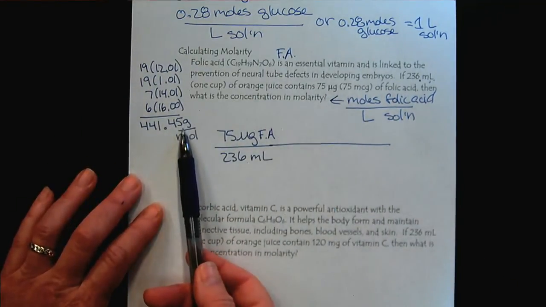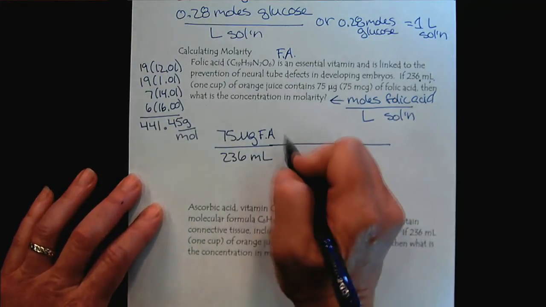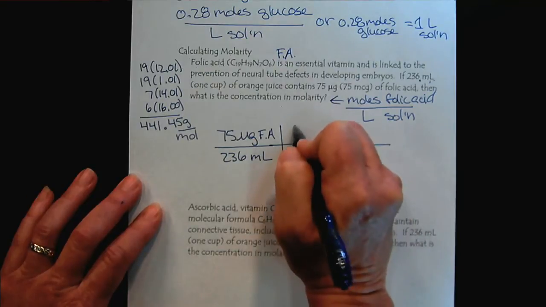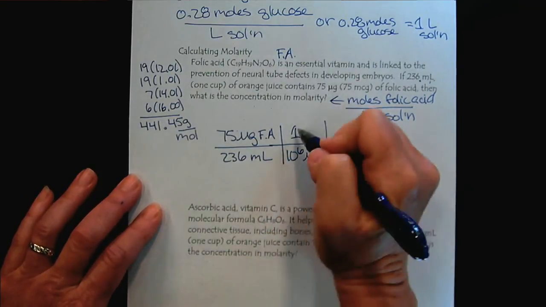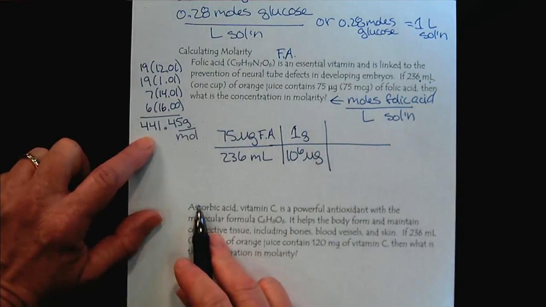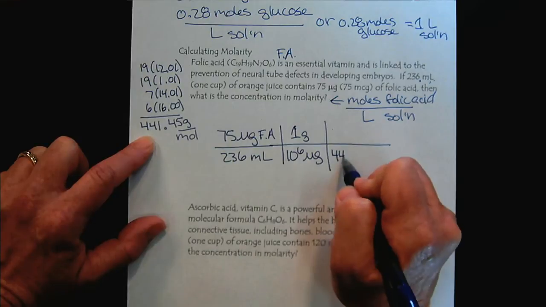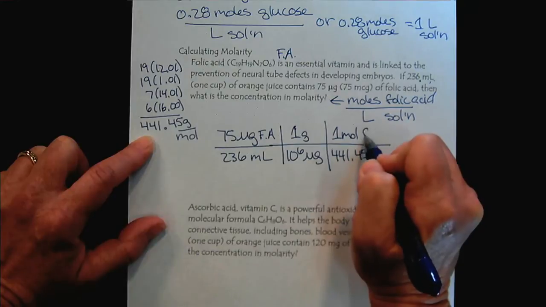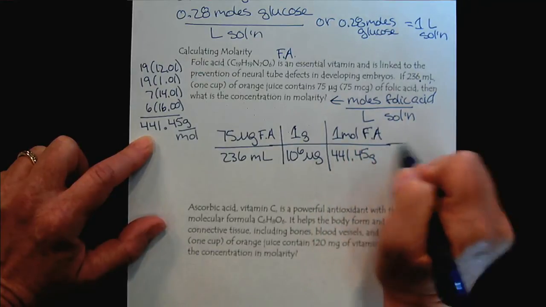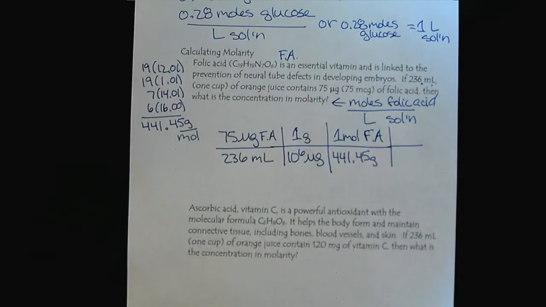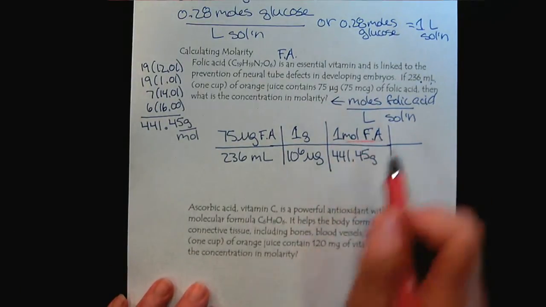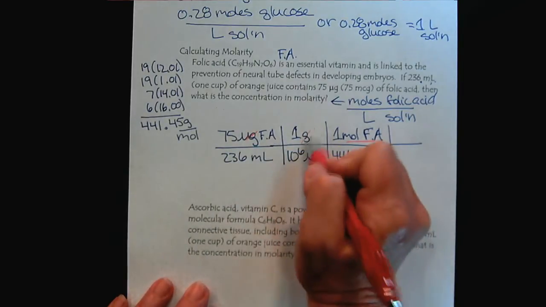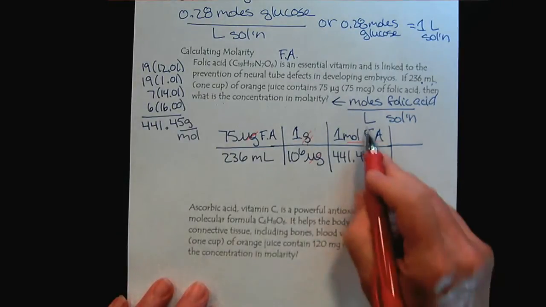So since our molar mass is in grams per mole, we'll do a metric conversion. There are 10 to the 6 micrograms in a gram. Now that we are in grams, we can bring in our molar mass, 441.45 grams in each mole of folic acid. And so now the first part is done. We have moles of our solute, folic acid. We converted out of micrograms into grams and used the molar mass to get from grams to moles.